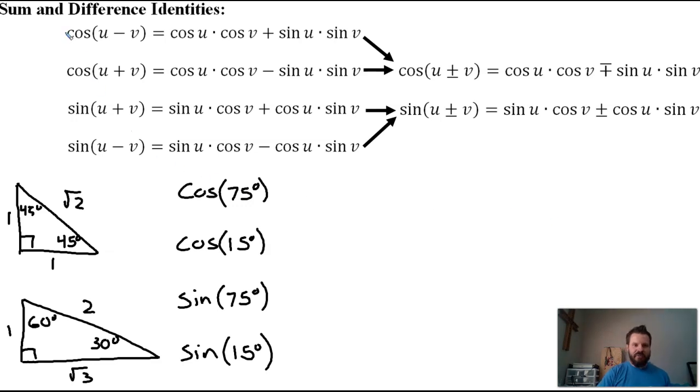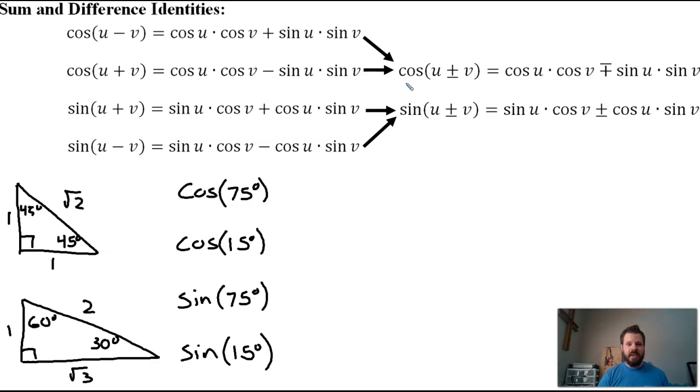Okay, so I have my four identities. One for cosine with a minus, that's the difference. One with a cosine with a plus, sine with a plus, sine with a minus. Okay, and they all lay it out for you here. I like to break these four down into two different identities though, less to memorize, less to deal with.